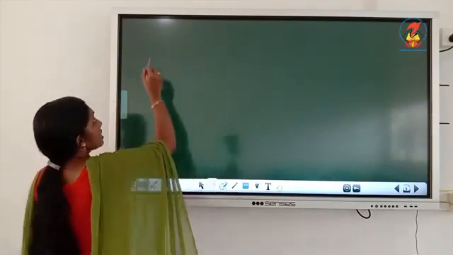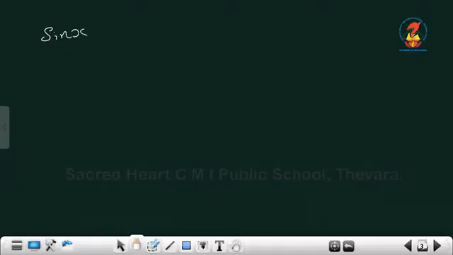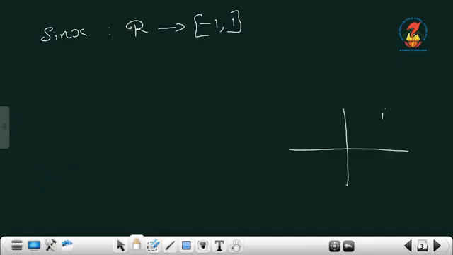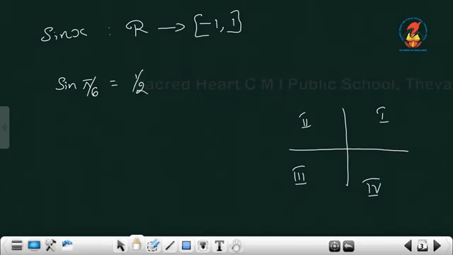So here we have to discuss the sine function. Is this function invertible? What is the domain and range of this function? R to minus 1, 1. Is this function one-one? The first quadrant, second quadrant, third quadrant, fourth quadrant. What is the value of sine 30? 30 means pi by 6. Sine 30, sine pi by 6, is equal to 1 by 2.